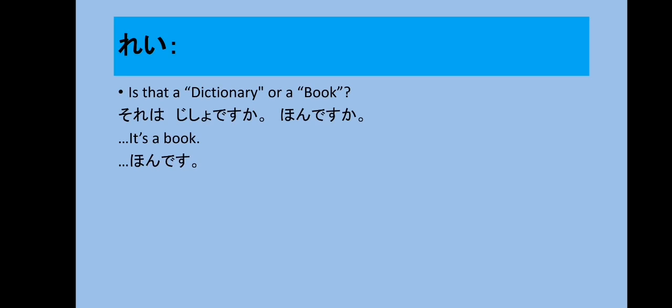So, in the sentence, gamitin natin yung sentence ka pattern. So, is that a dictionary or a book? Sore wa, because it's near the listener. Sore wa jisho desu ka? Hon desu ka? Yan ba ay libro or dictionary? Since libro yon, you say, it is a book. So, hon desu.